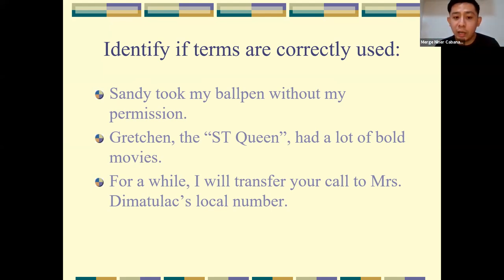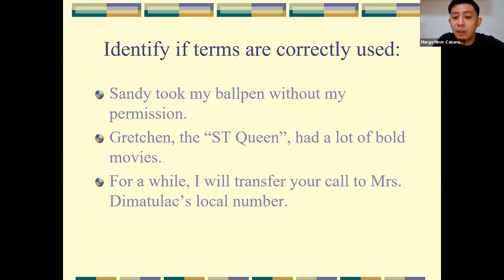All right? Gretchen, the ST queen, had a lot of bold movies. Well, you see, in the Philippines, we refer to pornographic contents as bold. But we can't blame people because bold means courageous. Bold means something unusual, so we refer to something unusual, which on this occasion is pornographic content, as bold. But bold is actually a word that has a beautiful meaning. It means courageous, it means brave.